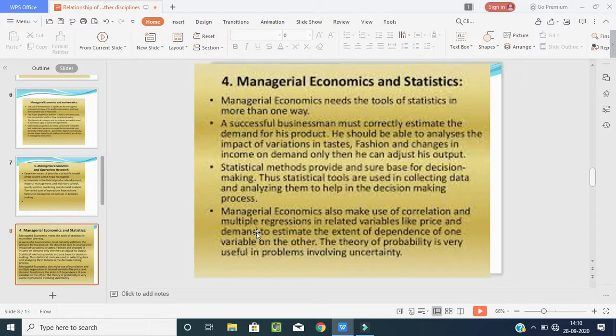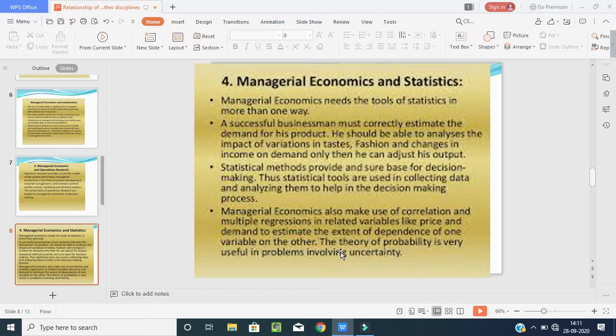Now another thing is managerial economics and statistics. Managerial economics needs the tools of statistics in more than one way. That means managerial economics people need the tools of statistics. What are the tools of statistics? Correlation, regression, skewness, mean, median, mode. All these things take place in statistics. So chi-square, z-test, t-test, ANOVA test, hypothesis, all these come under hypothesis testing.